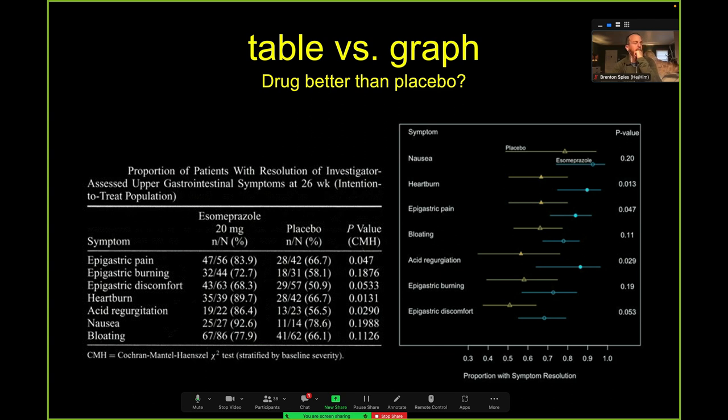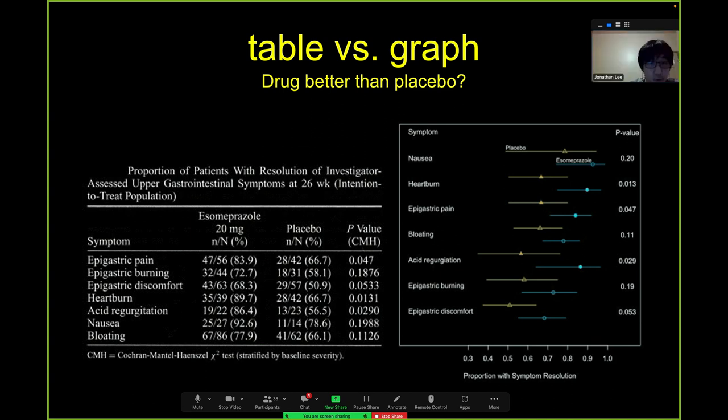Another common one we get is, should I use a table or a graph? So have a look at this, you guys. Unmute and tell me what you think here. This is the same data. This is looking at the efficacy of some drugs versus a placebo or a control. And what do you think? Do you guys like the graphical version of the data on the right, or do you like the tabular version on the left? What do you think?